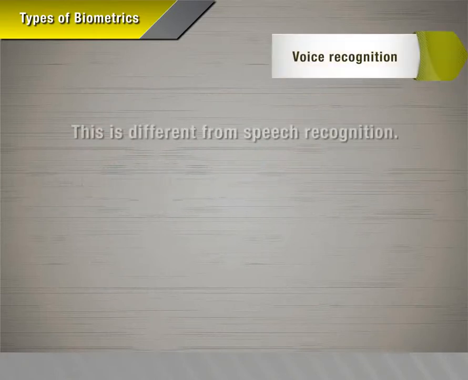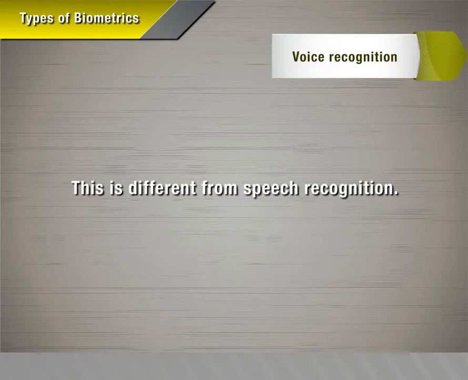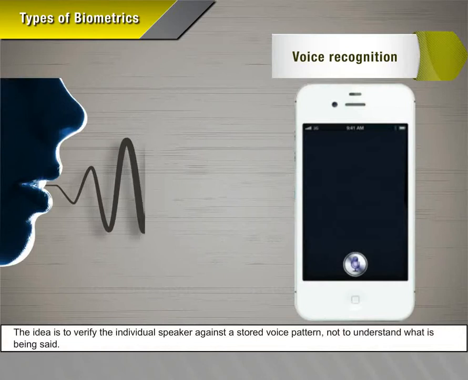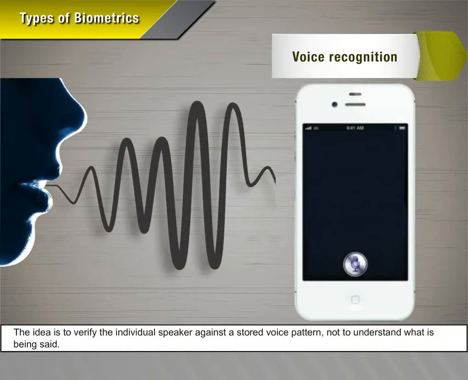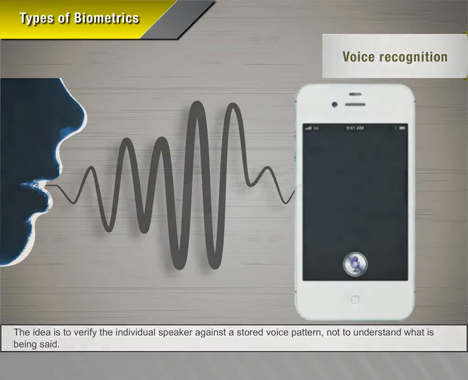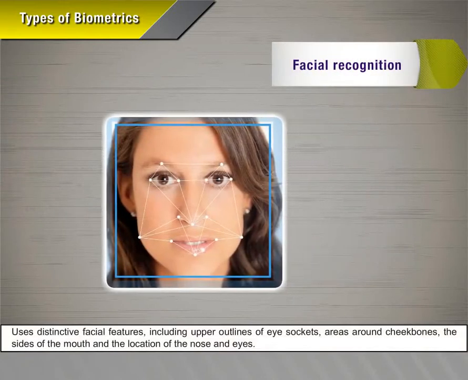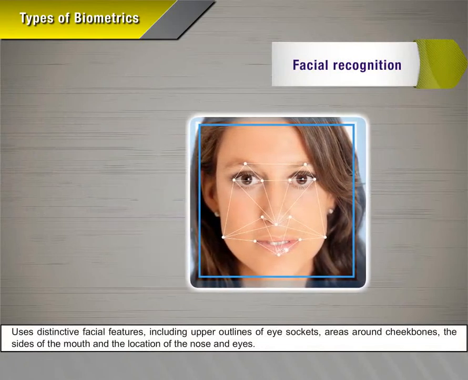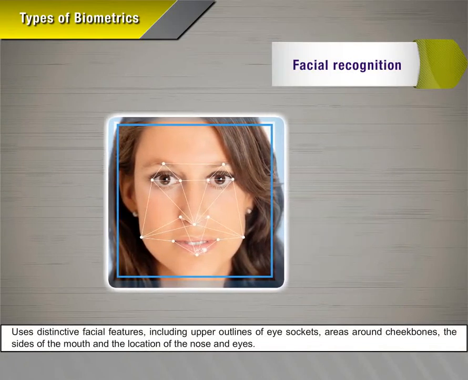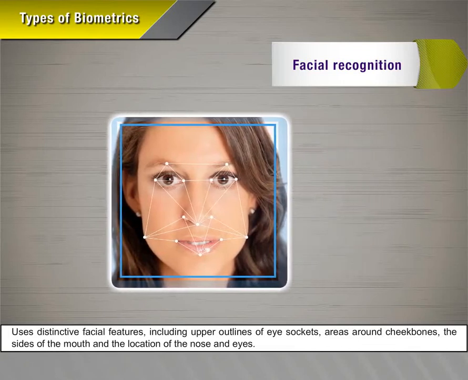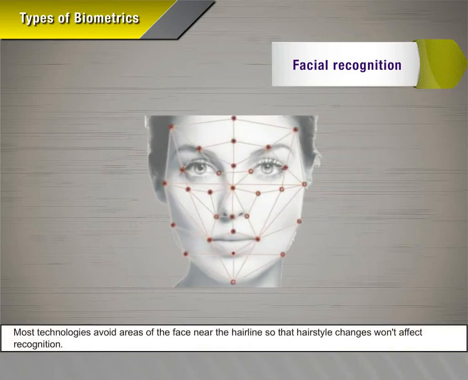Voice recognition. This is different from speech recognition. The idea is to verify the individual speaker against stored voice pattern, not to understand what is being said. Facial recognition uses distinctive facial features, including upper outlines of eye sockets, areas around cheekbones, the sides of the mouth, and the location of the nose and eyes. Most technologies avoid areas of the face near the hairline so that hairstyle changes won't affect recognition.